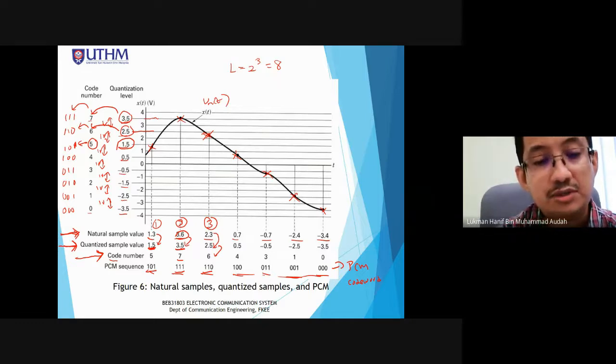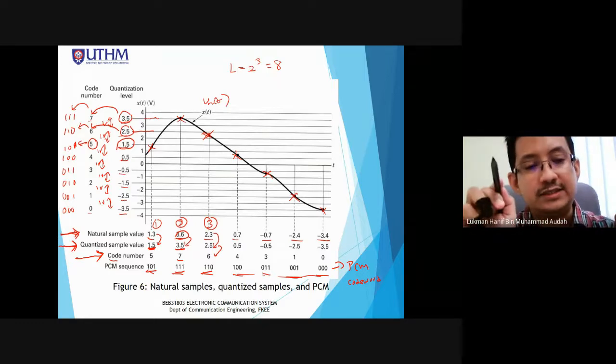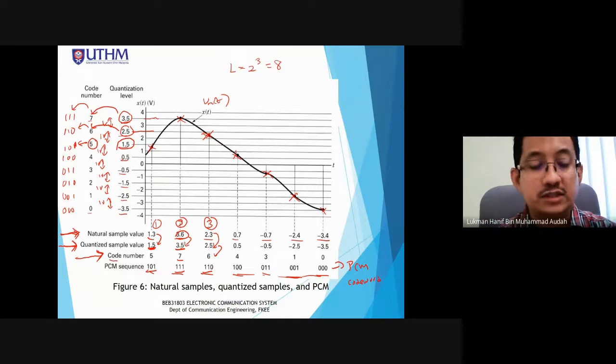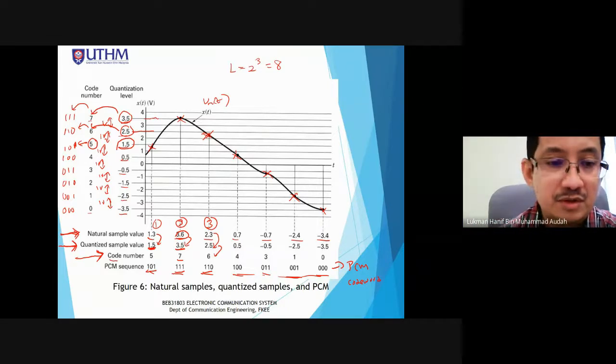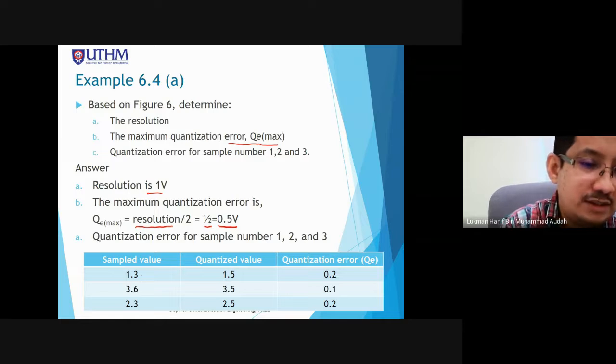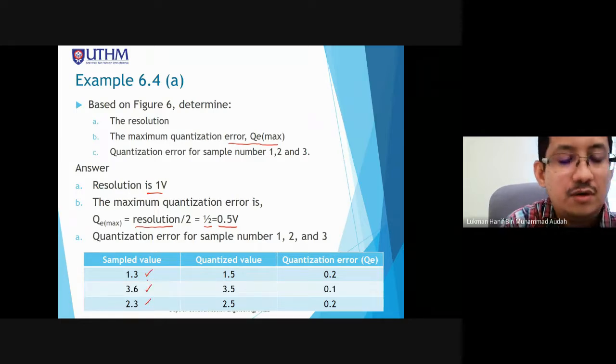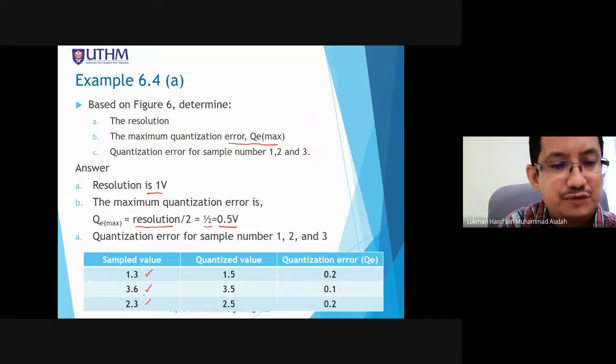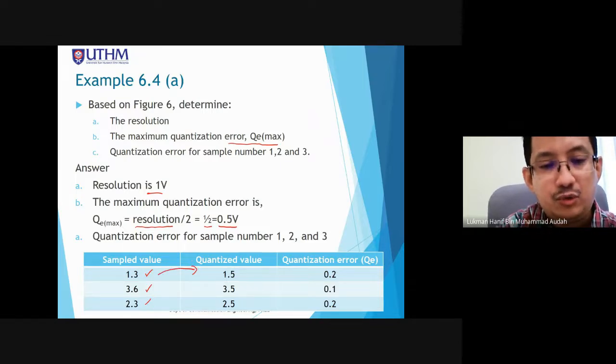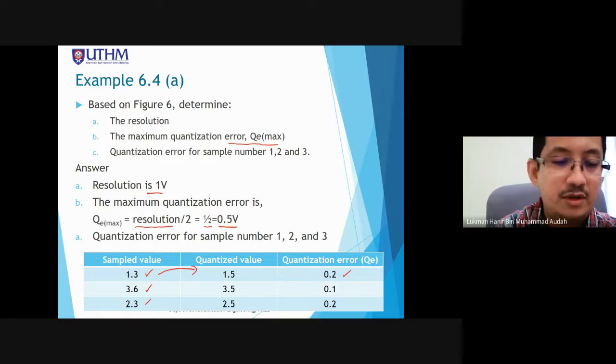Quantization error adalah bersamaan dengan modulus sample value minus quantized value. Okay, so di sini telah diberikan sample value. Okay, 1.3 volt, 3.6 volt, 2.3 volt. Dan 1.3 volt we rounded up to 1.5 volt. So the rounded up value is modulus 1.3 minus 1.5. So we get 0.2 volt of quantization error.